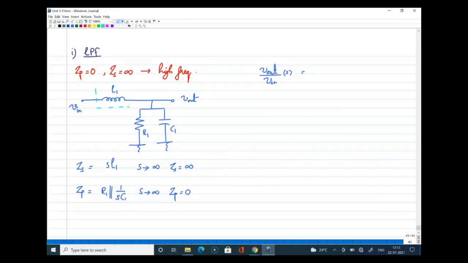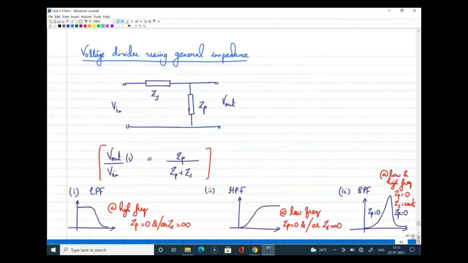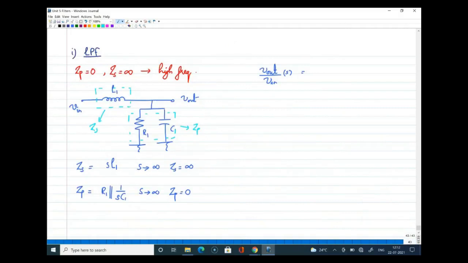So this is the component of series impedance, and these two are the components for the parallel impedance. Can one of you tell me what is the transfer function for this? You have to use the same formula. The transfer function is this, Zp divided by Zp plus Zs. You may need to just rearrange it. I'll write the final form here, Zp divided by Zp plus Zs.